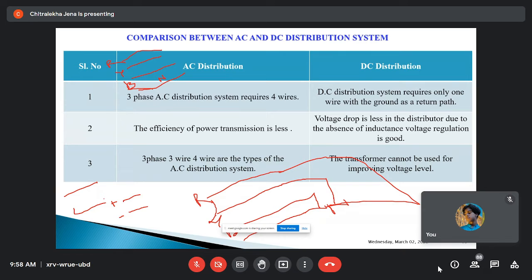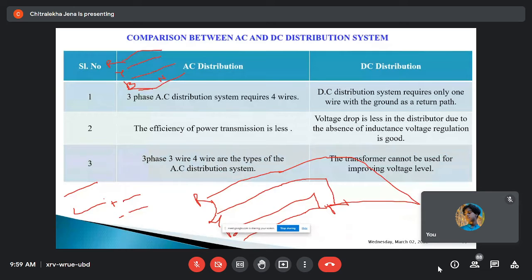But in a DC distribution system, the transformer cannot be used for changing the voltage level. In an AC distribution system, with the help of a transformer, we step up or step down the voltage, but in the DC distribution system we cannot do that. The transformer is the main equipment we use for transmission as well as distribution, but you cannot give a DC supply to the transformer to step up or decrease the voltage whenever required. That means a transformer will not work when the supply is DC.